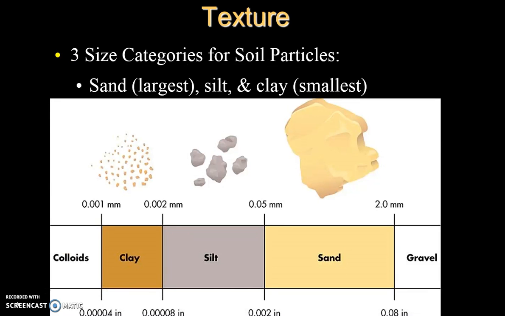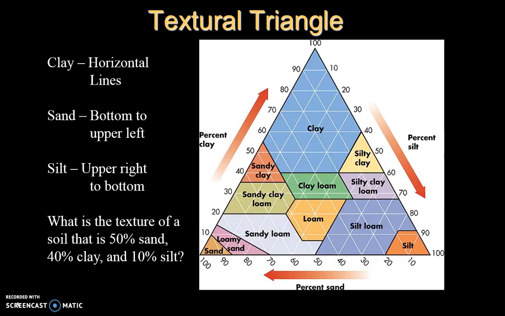Another element that they're looking at is texture. So there's 3 size categories for soil particles. You're going to be looking at sand, which is the largest, silt, and clay, which is going to be the smallest. So texture and also the size of that particle is going to have a huge influence.